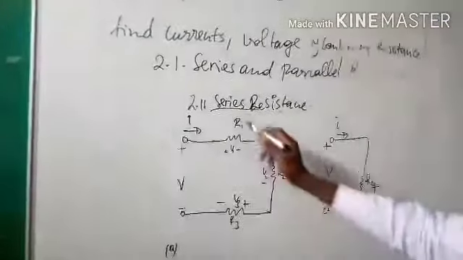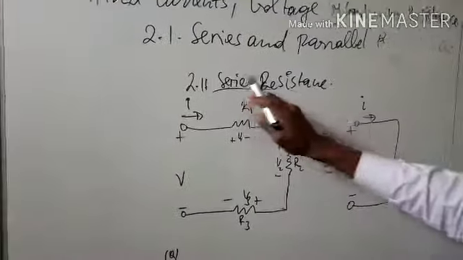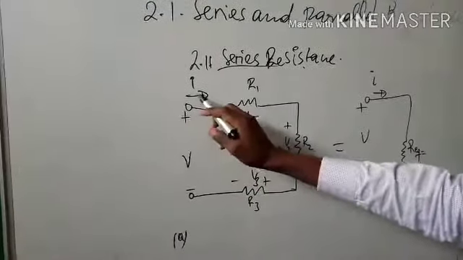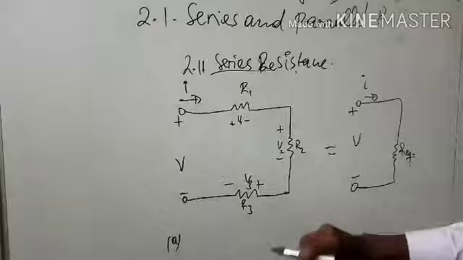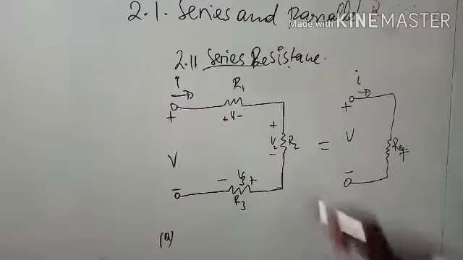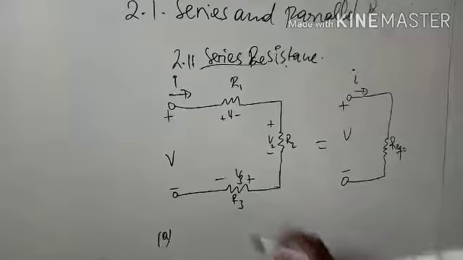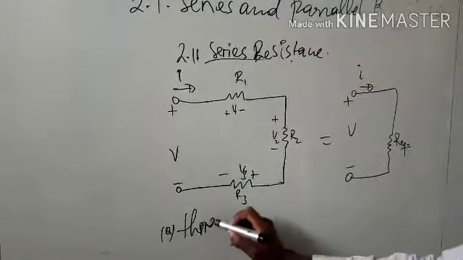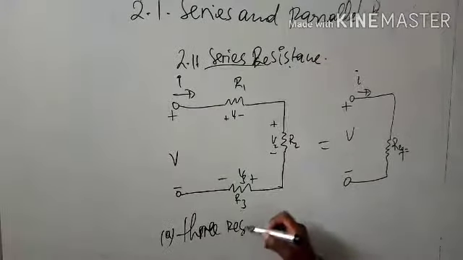So here we have the first example, for series resistance. Let's see, here we have the current flowing through resistance 1, and then it continues through resistance 2, and then we have resistance 3. It means here we combine three resistances.